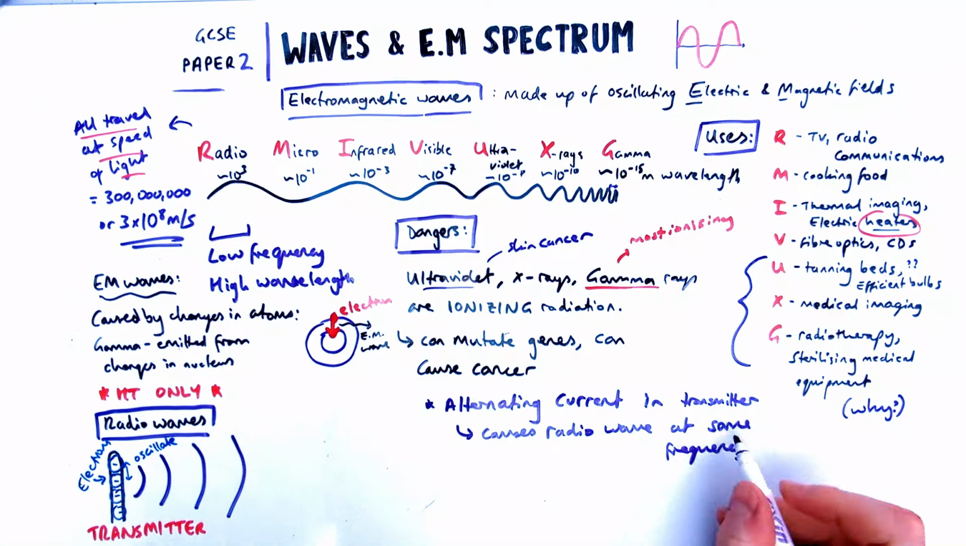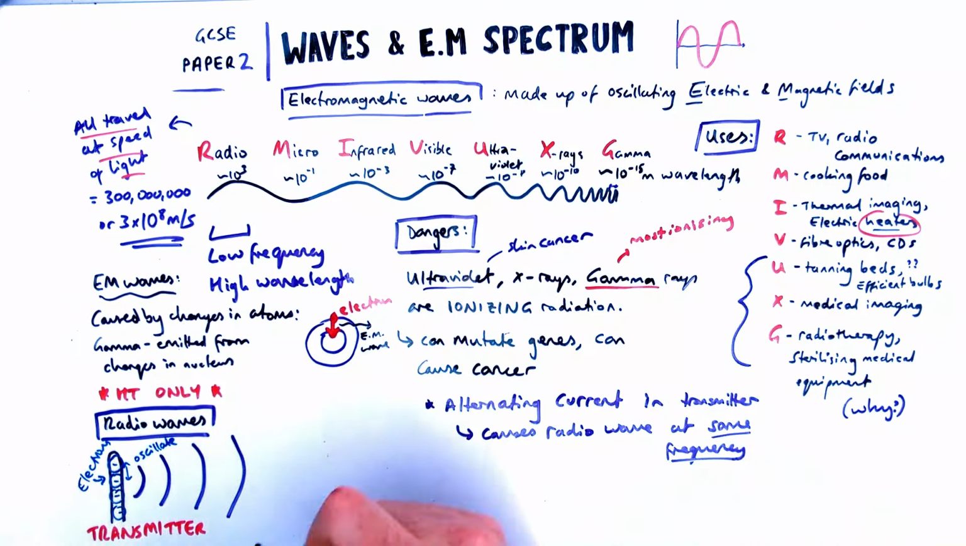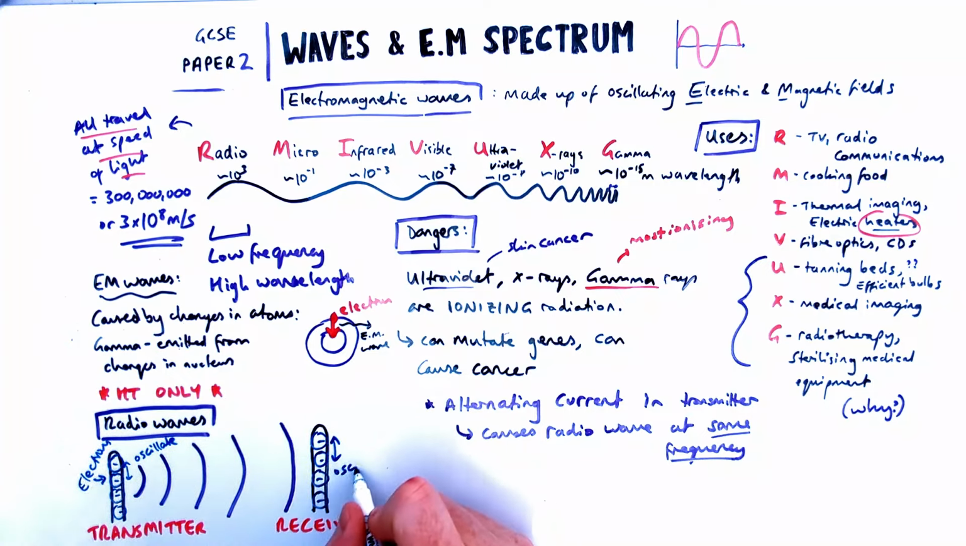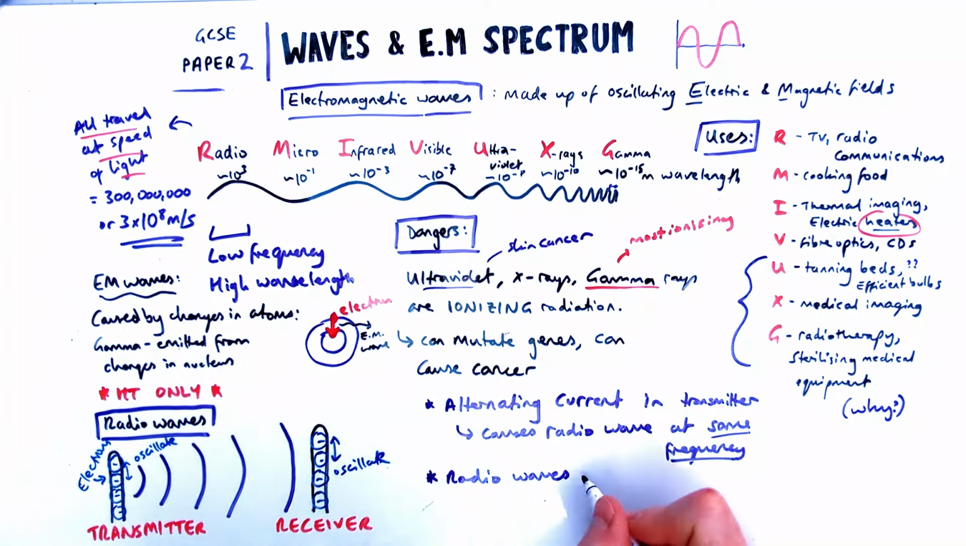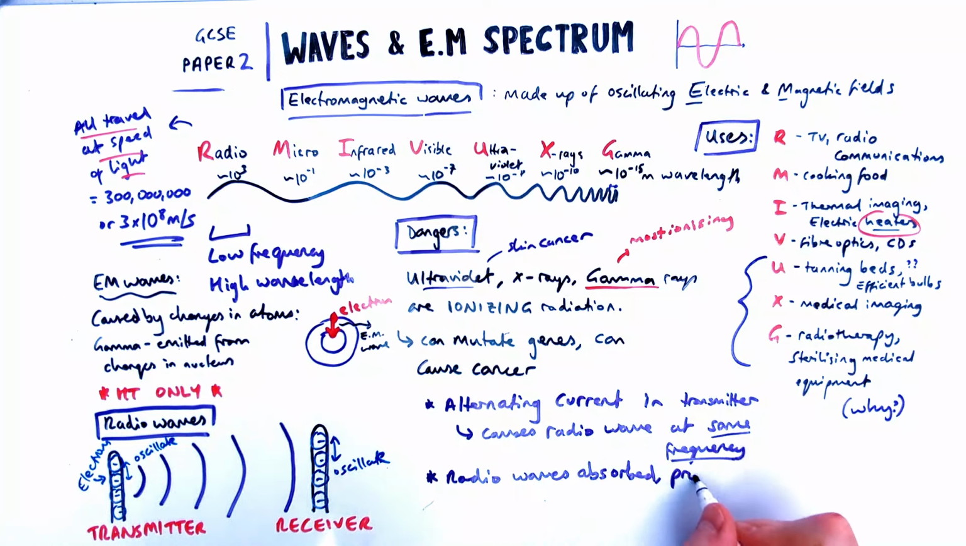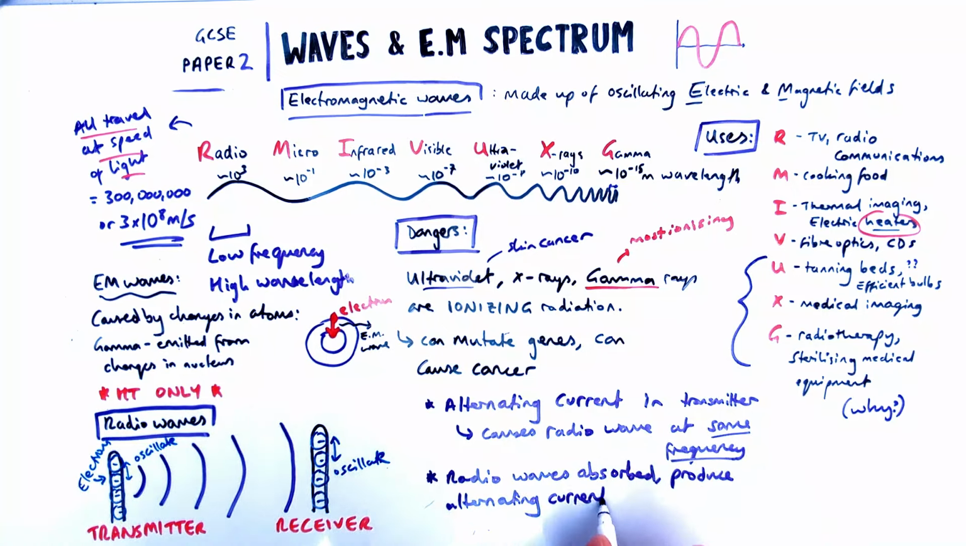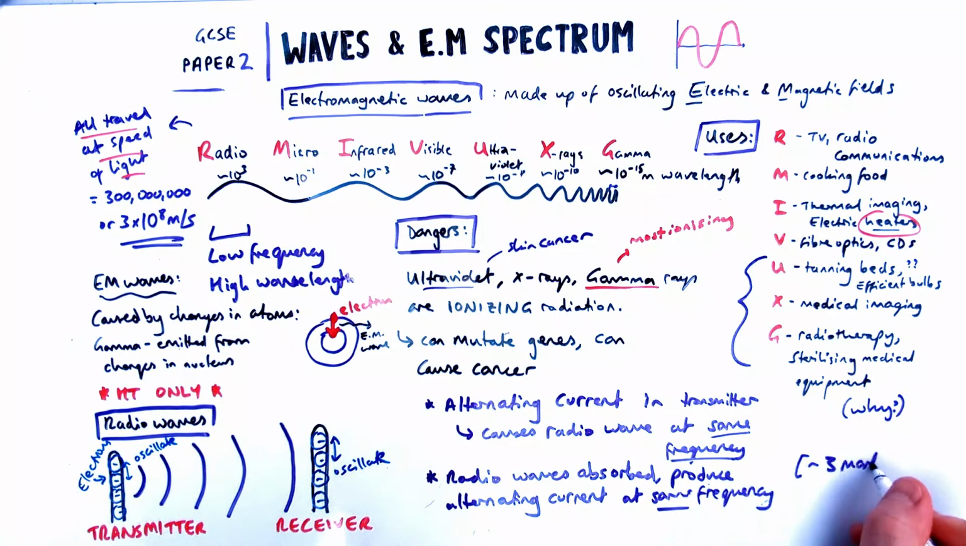the alternating current. Next, these radio waves make it over to our receiver, which looks very similar to our transmitter. This time, it's not the electrons that oscillate at the start, but the radio waves are absorbed. They cause the electrons to oscillate and therefore alternating current to be induced. So we say the radio waves are absorbed, they produce an alternating current at the same frequency as the radio waves. And that could be around 3 marks, so it's worth memorizing that word for word, I would say.